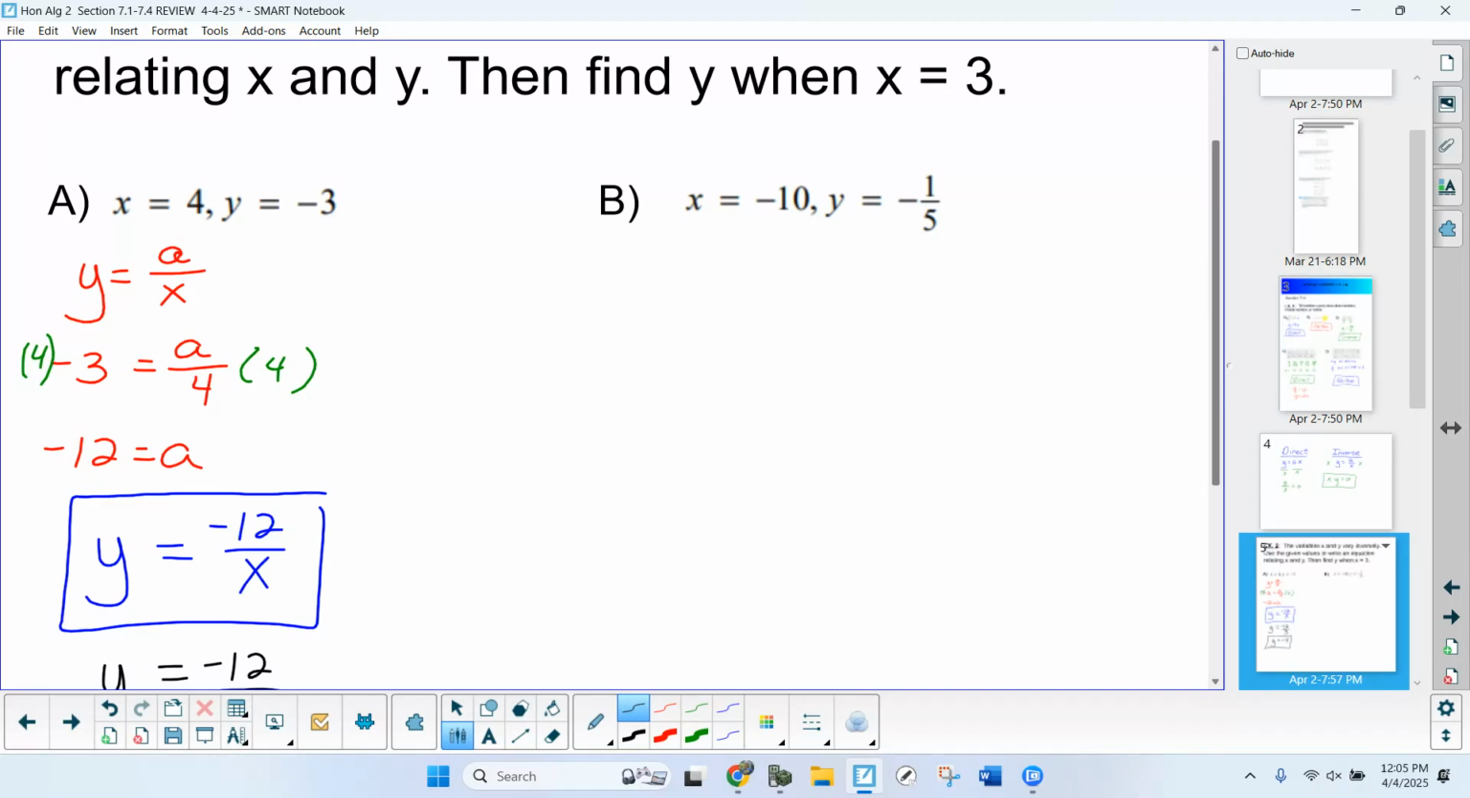You have a question? Yeah, for the test, what can we use, a calculator? That is a great question. You are allowed to use your calculator on the entire test. Good question. Yep, whole test.